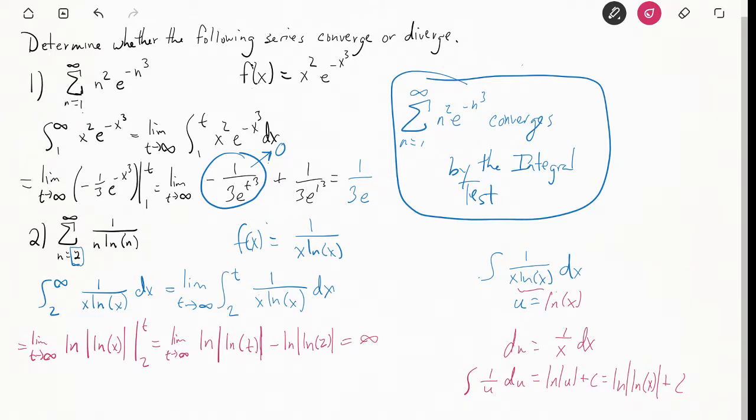So what does that tell us? Well, that gives us enough information to solve this. It tells us the summation n equals 2 to infinity of 1 over n natural log of n diverges by the integral test.